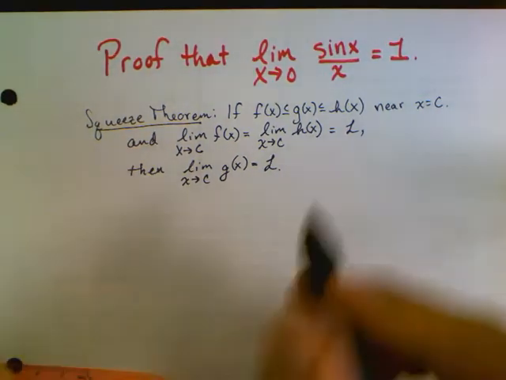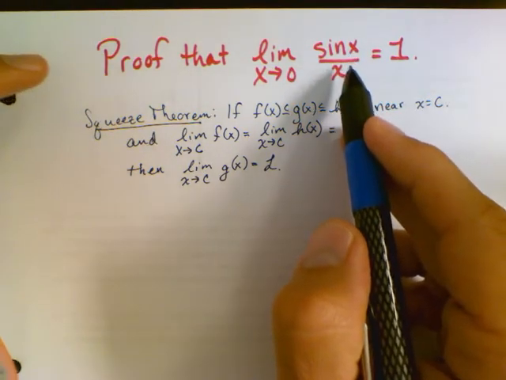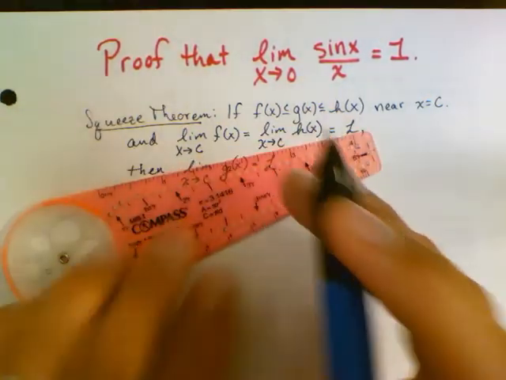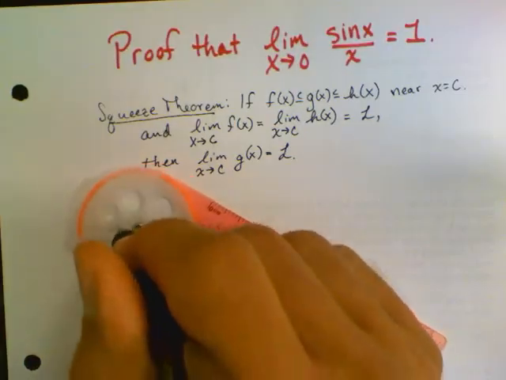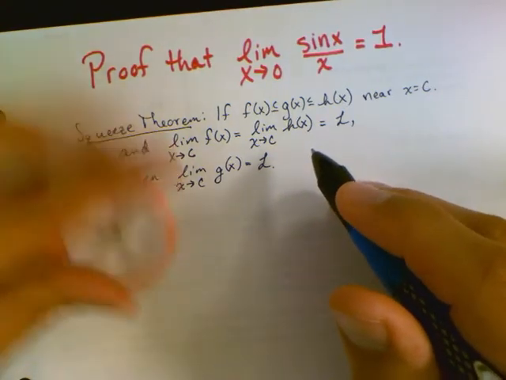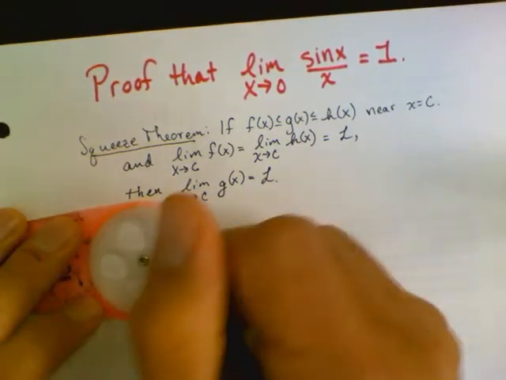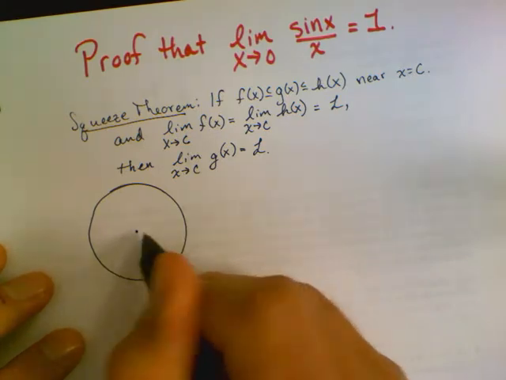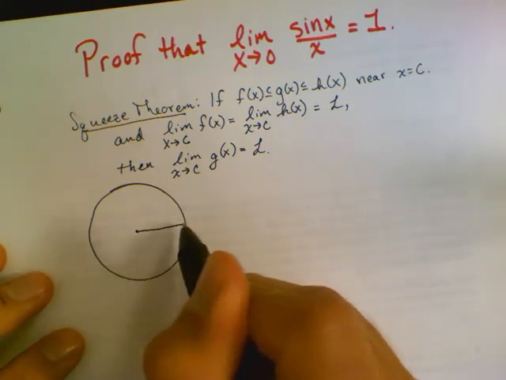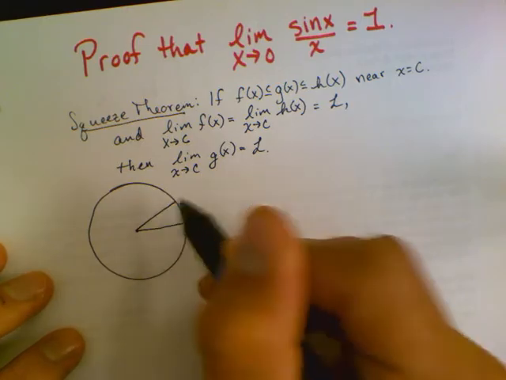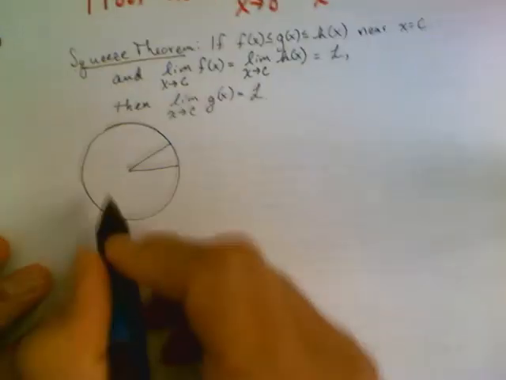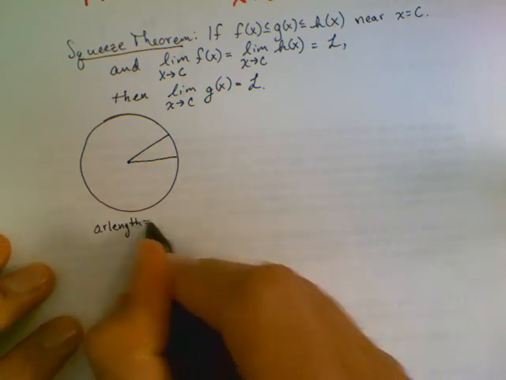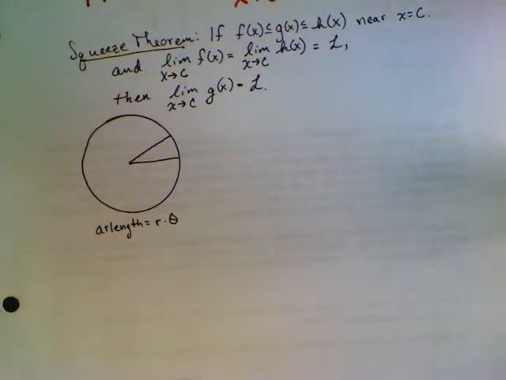Okay, so that's the theorem that we're going to use in order to prove this statement up here. Another couple of things that you'll need to know is basically the arc length formula. So let's draw a circle and just recall a couple of things about the unit circle. So first off, the unit circle has a hypotenuse, or a radius of 1, sorry, and that the arc length formula is radius times theta.